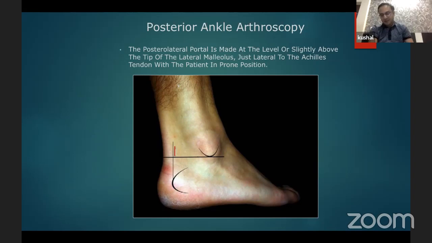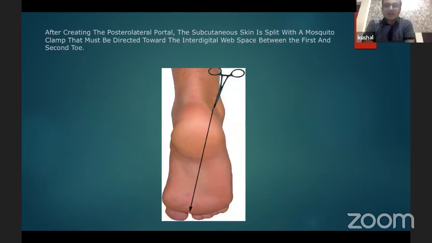Once you have drawn this line, you know the exact level at which you need to go in, and then you draw the borders of the Achilles like Sundar very nicely showed. Both the posterolateral and posteromedial portals are bang medial and lateral to the Achilles at this level of the line. Once you have done that, you know you are in the right place. Once you make the lateral portal, like Sundar showed, you incise the skin, you take a mosquito, you enlarge the portal, go deep, and make sure that your artery is pointing towards the first web space, because that's where you need to look with the scope.